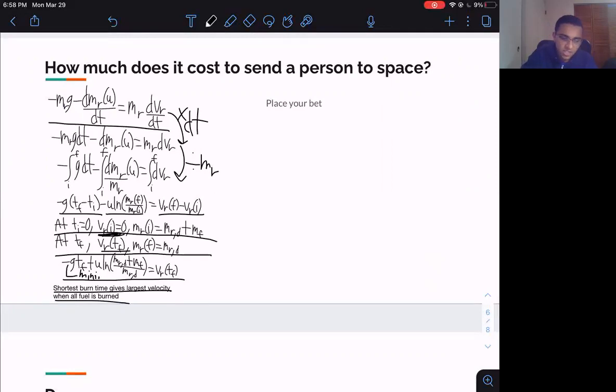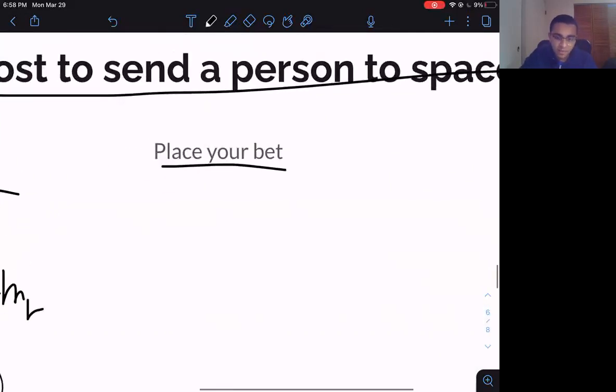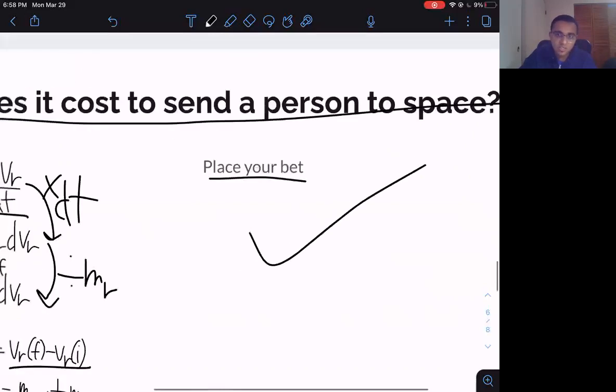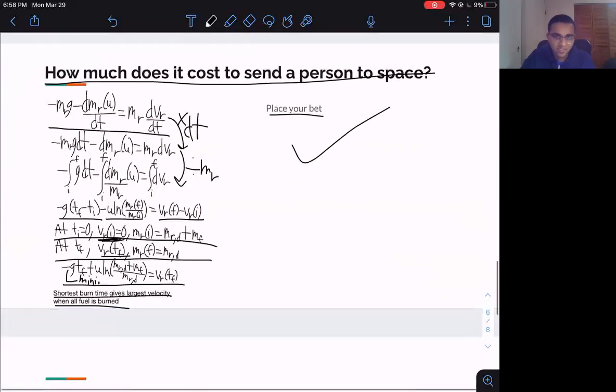So next we'll look at this question: how much does it cost to send a person to space? Just place your bet, think about this question, maybe do some research, or just think very deeply, using the rocket equation, about how much it can cost to send a person to space.